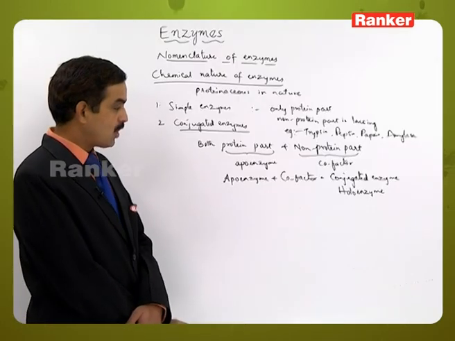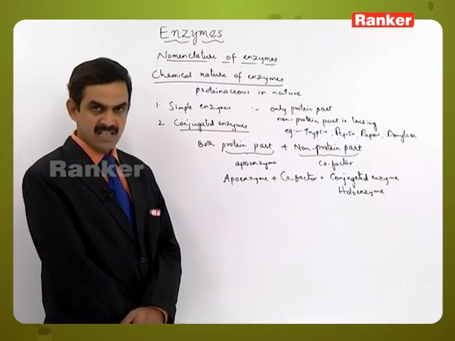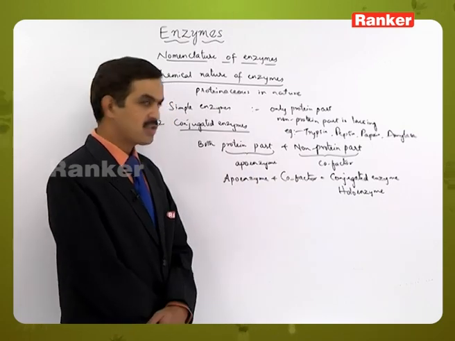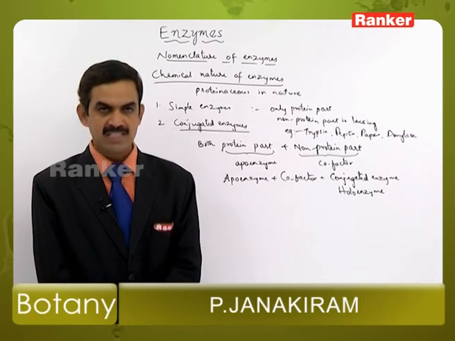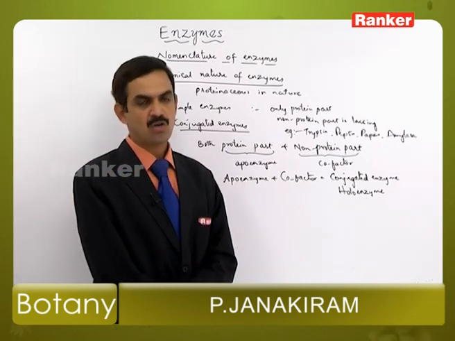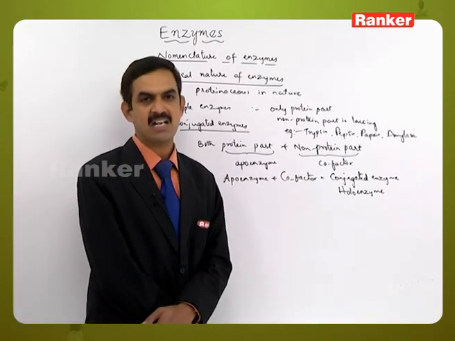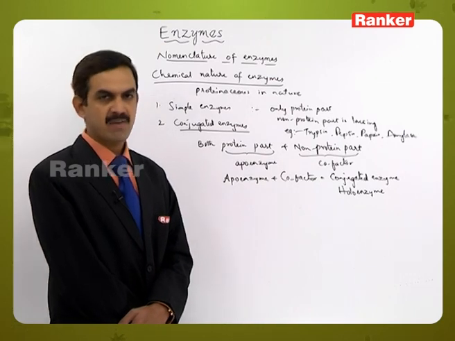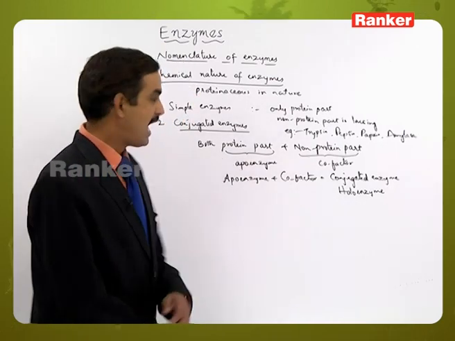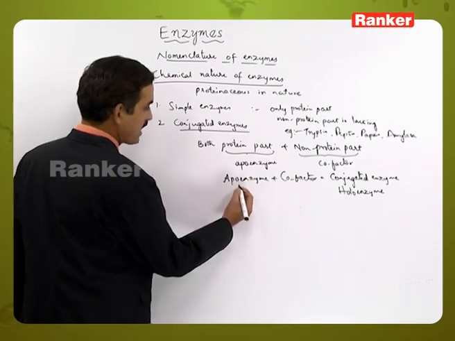The holoenzyme is the functional unit of the enzyme, and these two function in coordination with each other. That means in the absence of the cofactor or in the absence of the apoenzyme, the conjugated enzyme will not perform its catalytic property. That's the reason they are always in coordination, with cooperative function. Let us see the individual parts present in them.